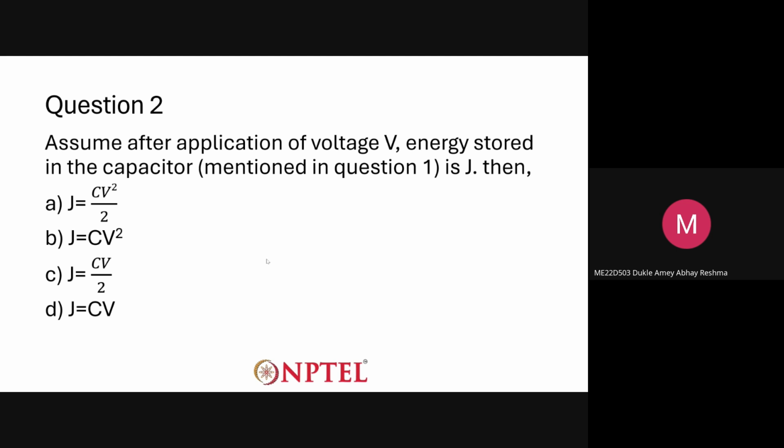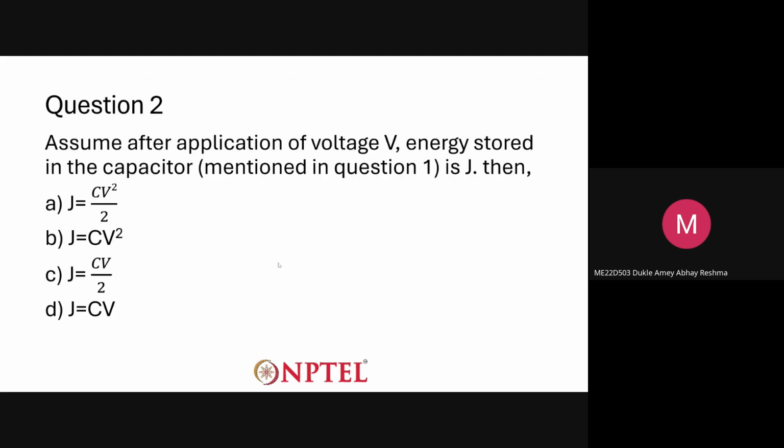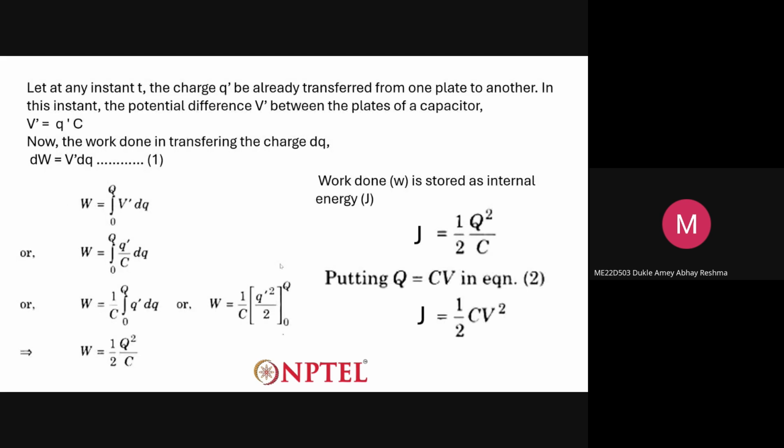So the options are: J is equal to CV, J is equal to CV square by 2, J is equal to CV square, J is equal to CV by 2, and J is equal to CV. So we are deriving it. At any instant t, to transfer one charge from one plate to another, the energy that is required is basically V dash equal to q dash into C.